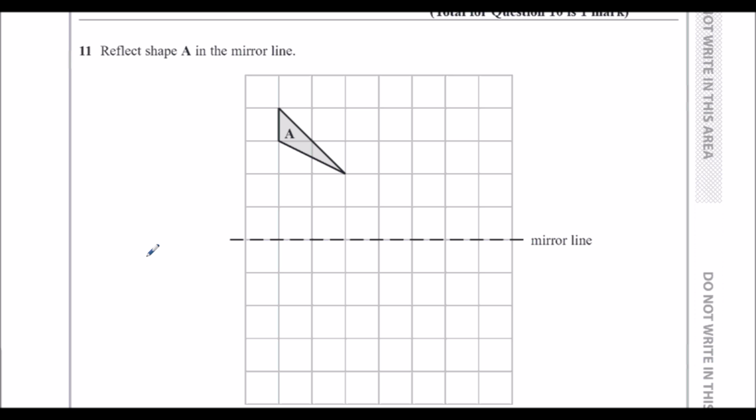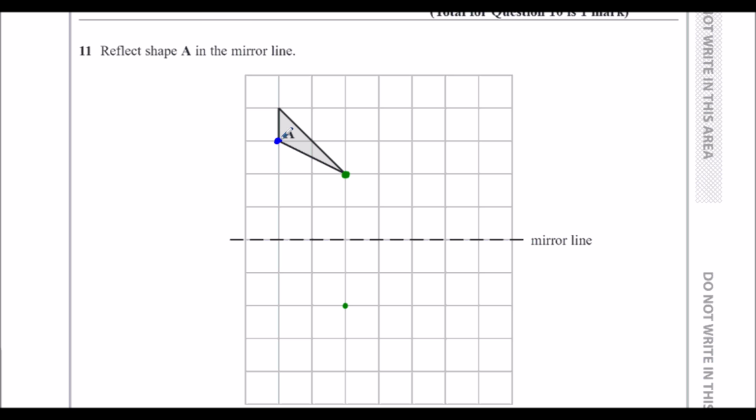Question 11. Reflect shape A in the mirror line. So the mirror line is drawn for us. We're doing a reflection. So each point on A will be the same distance away from the mirror line on the other side. So this green point here is 1, 2 away. So on the other side, 1, 2.